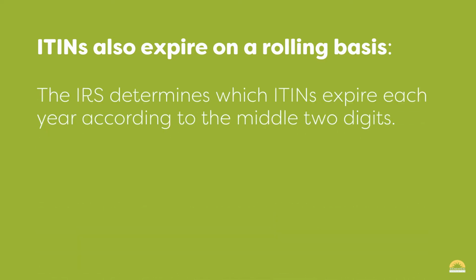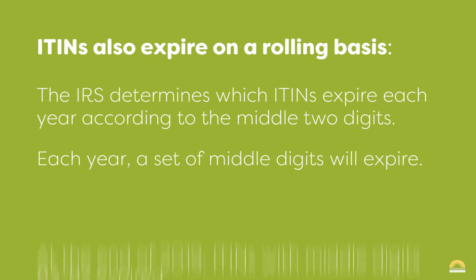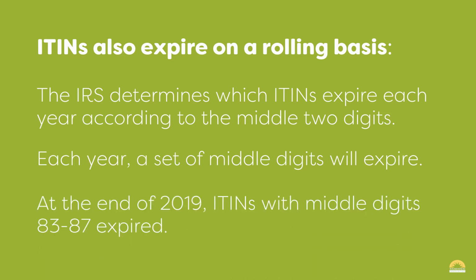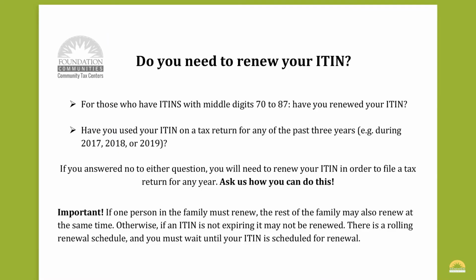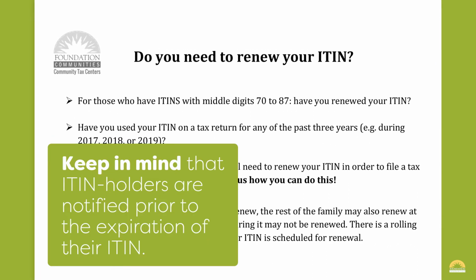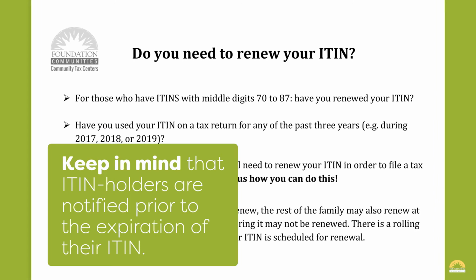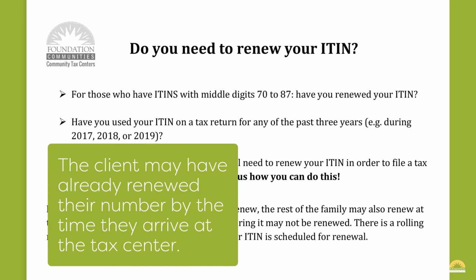The IRS determines which ITINs expire each year according to the middle 2 digits of the number. Each year, a combination of middle digits will expire. As of the end of 2019, ITINs with middle digits of 83 through 87 have expired. A full list of all ITIN numbers that have expired can be found on CTC Resources. Keep in mind that ITIN holders are notified prior to the expiration of their ITIN and that the client may have already renewed their number by the time they arrive at the tax center.